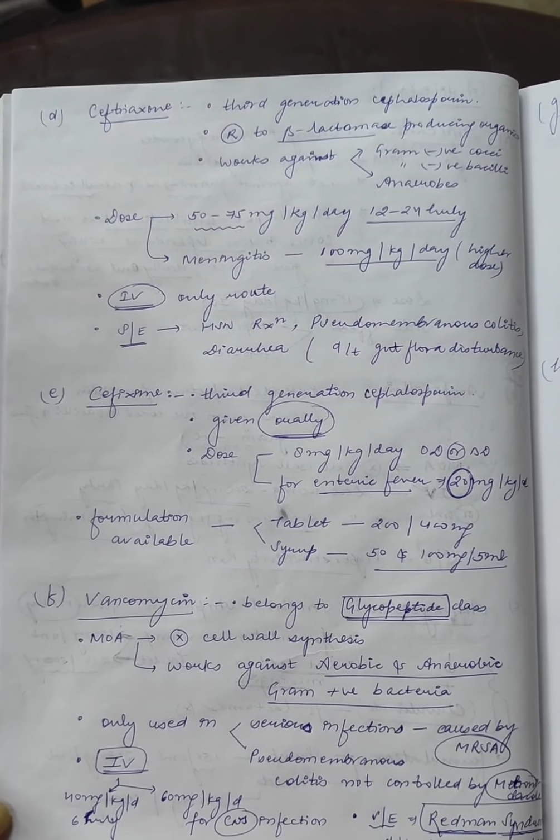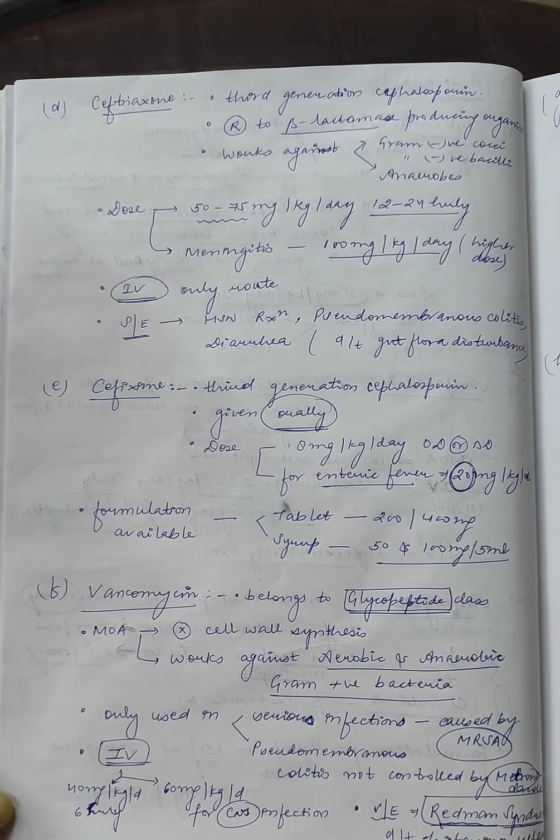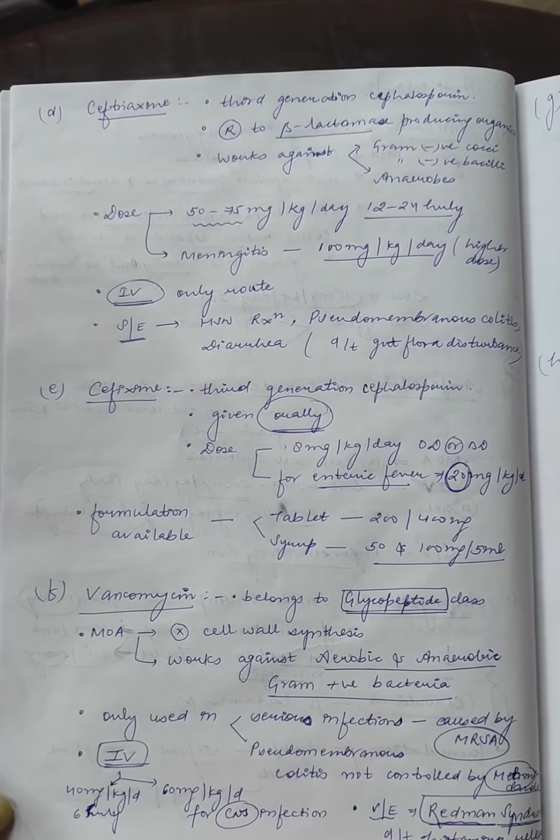Ceftriaxone is only given by IV route. Side effects include hypersensitivity reaction, pseudomembranous colitis and diarrhea. And diarrhea will be due to gut flora disturbances.